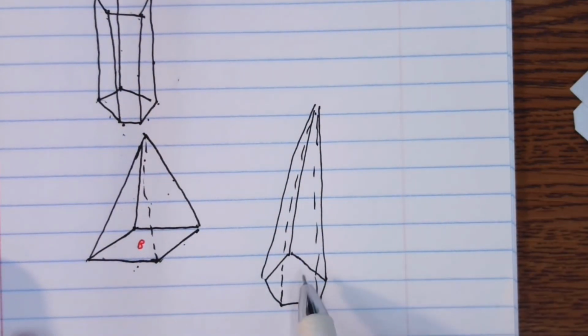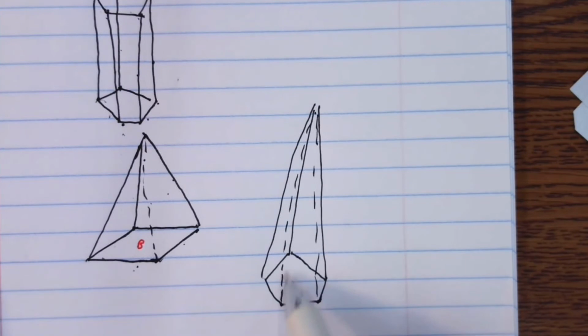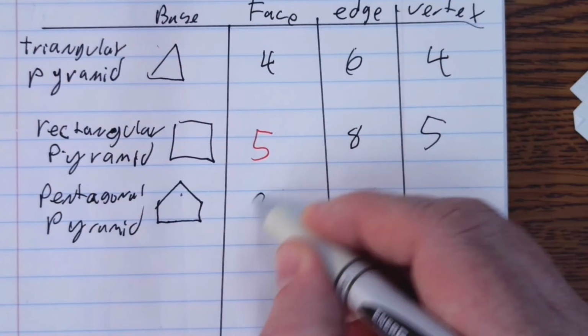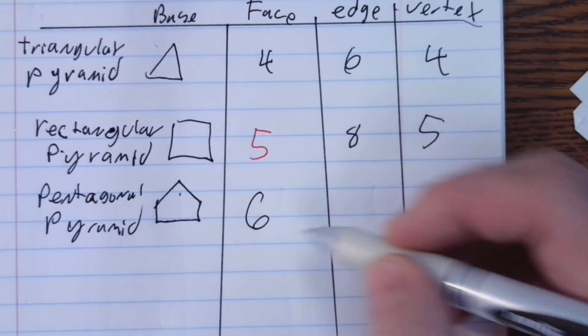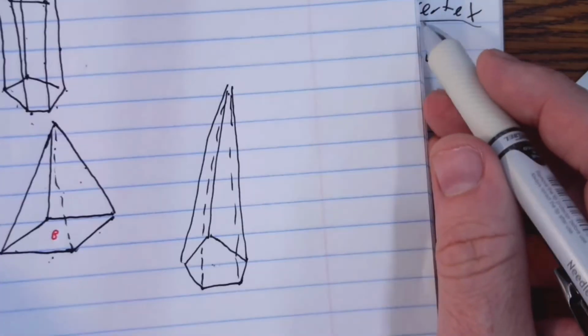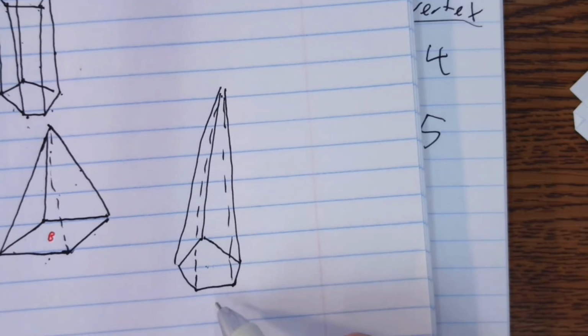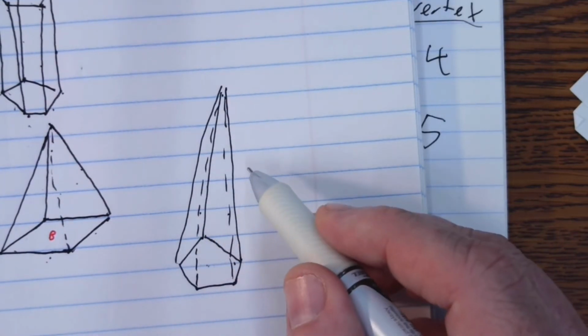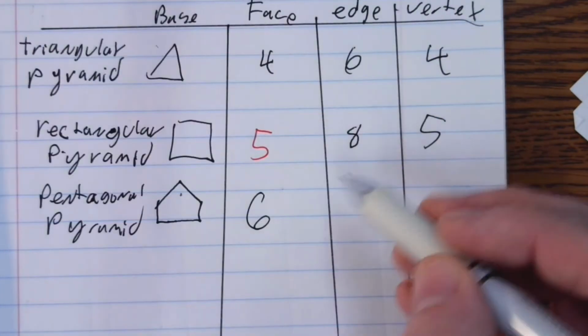So basically I have one base, and then each side of it is going to have a triangle coming from it. So that's 1, 2, 3, 4, 5, 6. 6. I see a pattern. Edges. Edges are easy to count on the picture. 1, 2, 3, 4, 5, 6, 7, 8, 9, 10. 10? Is there a pattern?